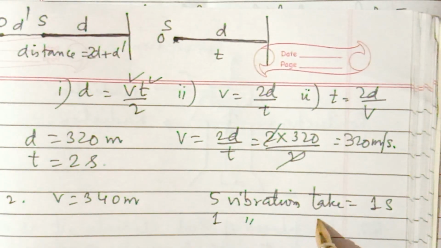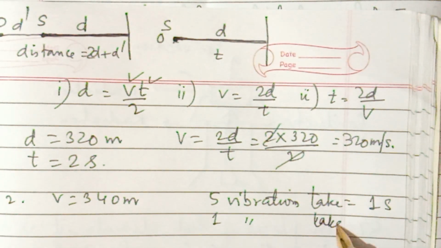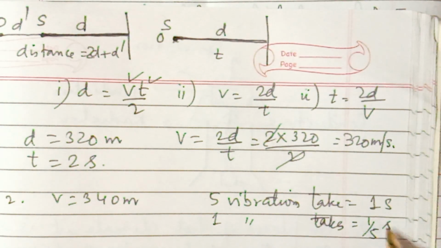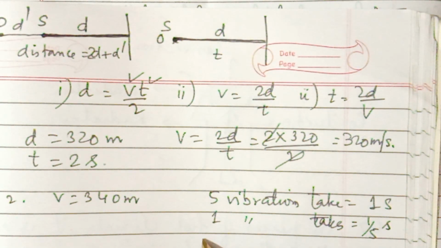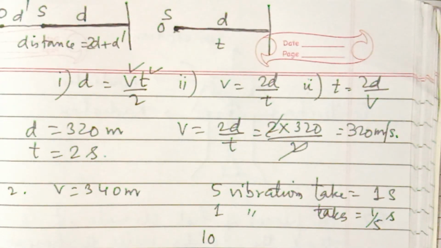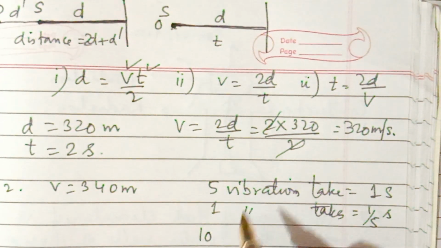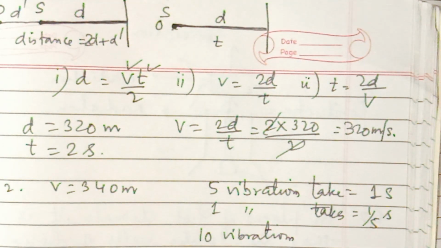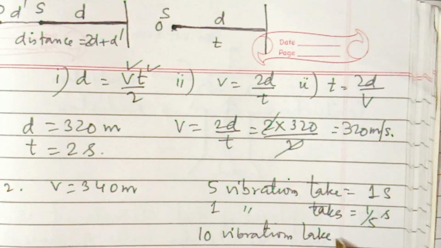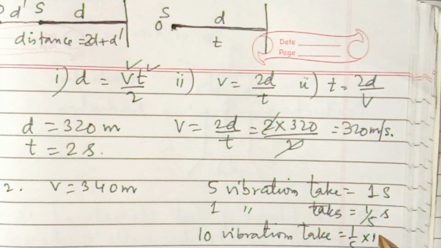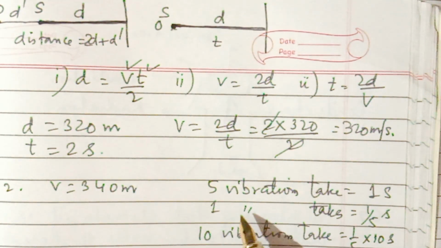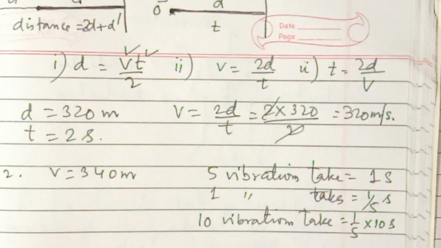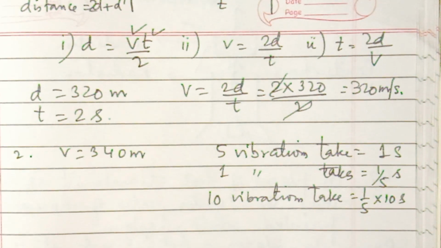Then for 1 vibration, how much? So 1 vibration takes 1 by 5 seconds. And echo is heard after 10 vibrations are completed. So 10 vibrations take 1 by 5 into 10 seconds. So here I am following the unitary method. First you find for 1 vibration, then you can find for any number of vibrations. So that is the easy way to do.